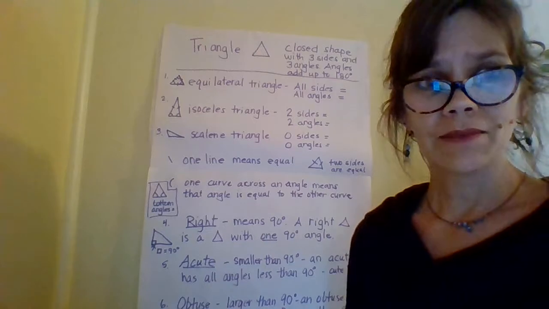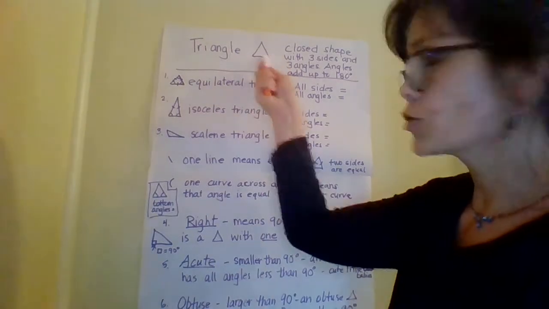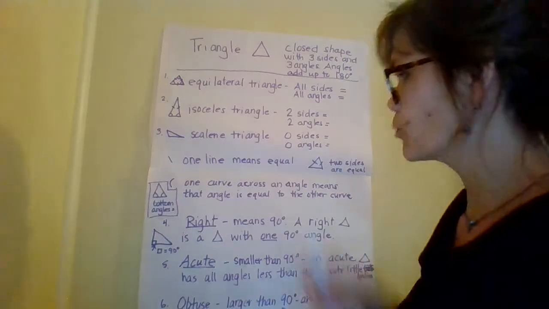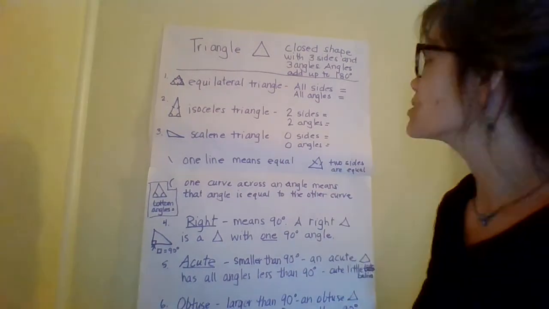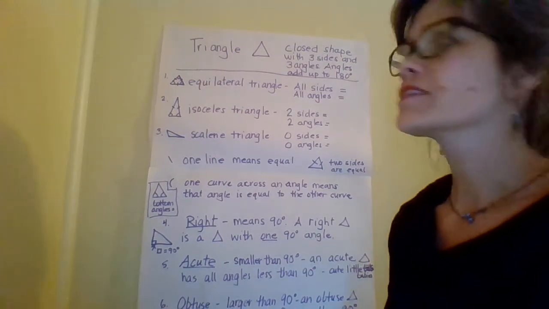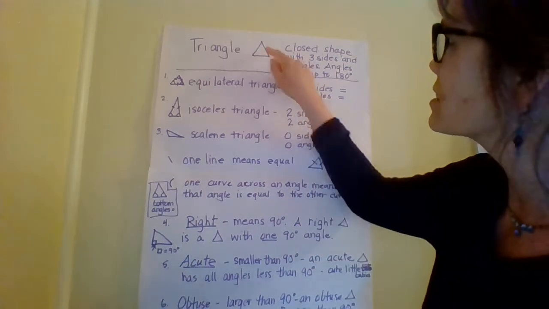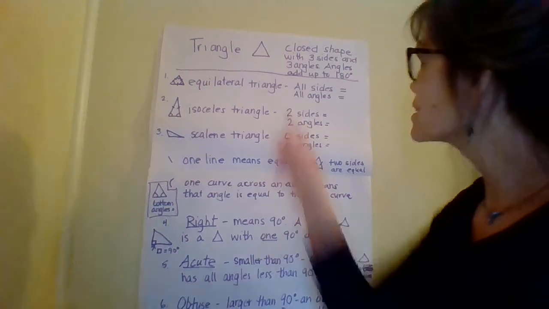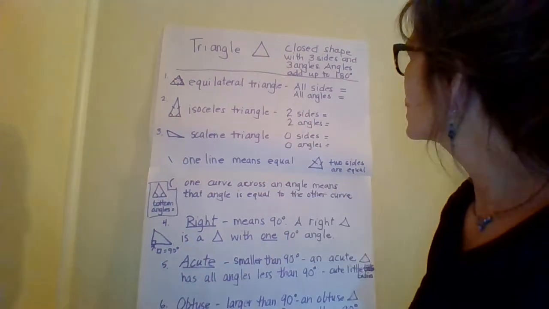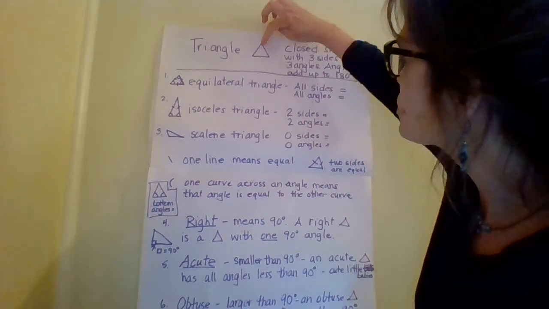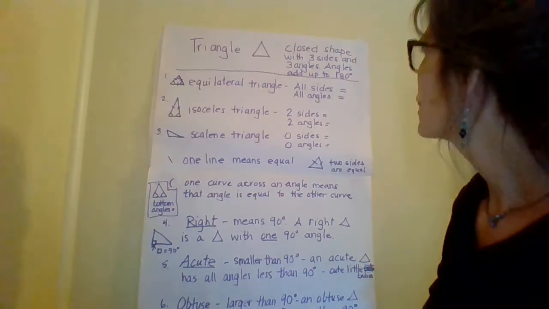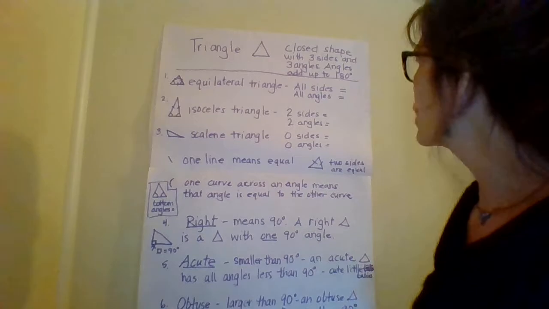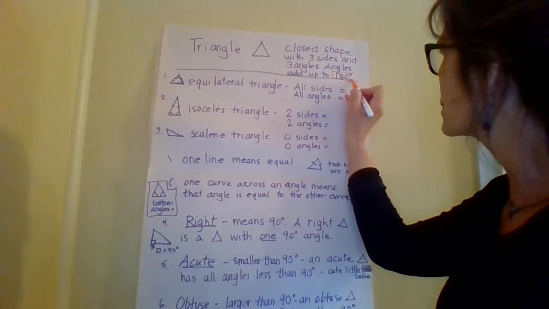And sometimes I just draw a little triangle to mean triangles so I don't have to write every word out. But we're going to start with the triangle. It's a closed shape. That means that all those lines touch each other. And it has three sides, 1, 2, 3, and it has three angles, 1, 2, 3. And the angles of a triangle always add up to 180 degrees.